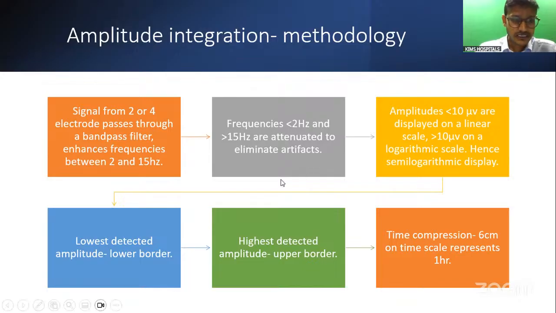The lower border of the trace constitutes the lowest detected amplitude, and the upper border constitutes the highest amplitude. It is also a time compressed scale. We will see that when we see the display in the subsequent slides: 6 centimeters corresponds to 1 hour of the time scale. So this is how the methodology of amplitude integration works.